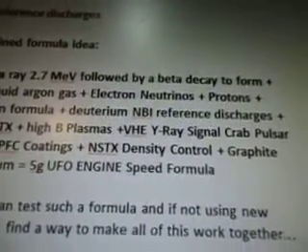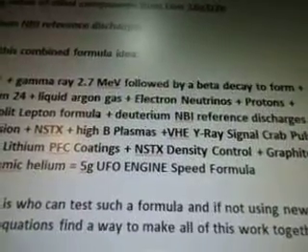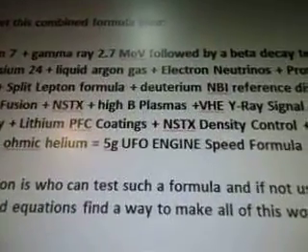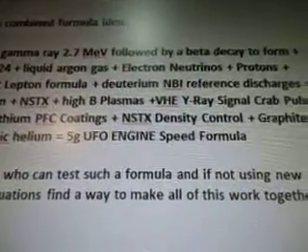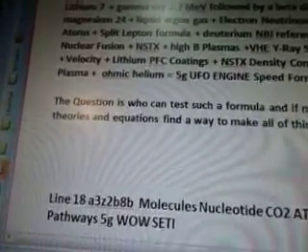We're going to have lithium 7 plus the gamma ray 2.7 MeV followed by a beta decay to form plus magnesium 24 plus liquid argon gas plus electron neutrinos plus protons, plus atoms, plus split lepton formula, plus the deuterium NBI reference discharges, plus nuclear fusion, plus NSTX, plus high B plasmas, plus the VHE Y-ray signal crab pulsar, plus velocity, plus lithium PFC coatings, plus the NSTX density control, plus graphite plasma, plus ohmic helium equals the 5G UFO engine speed formula. The question is, who can test such a formula, and if not, using new theories and equations, find a way to make all this work together.